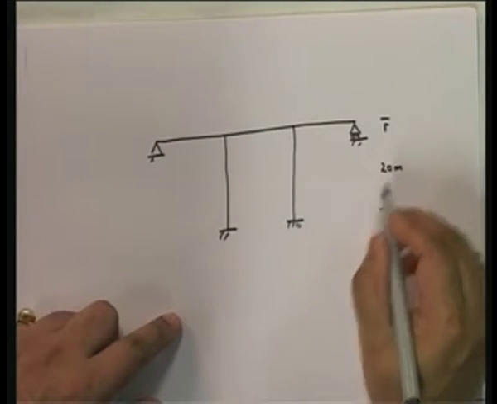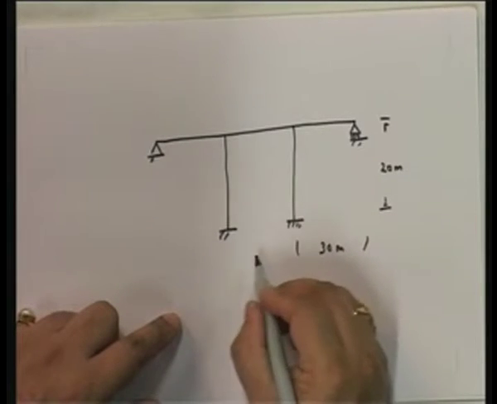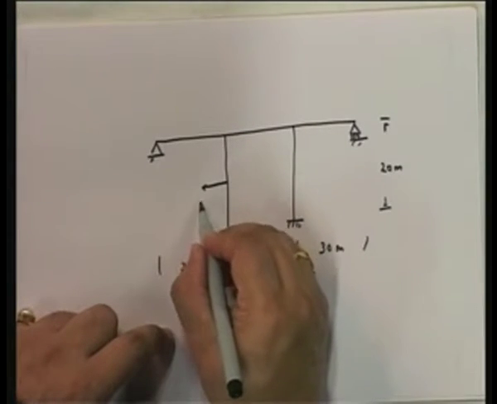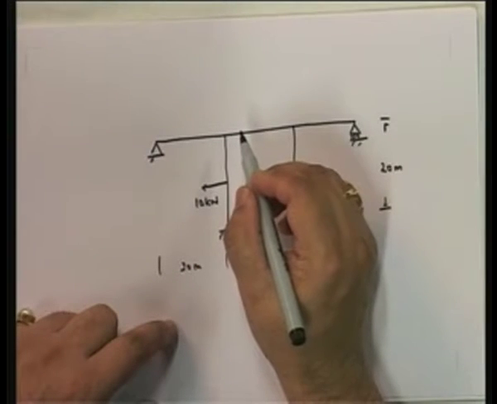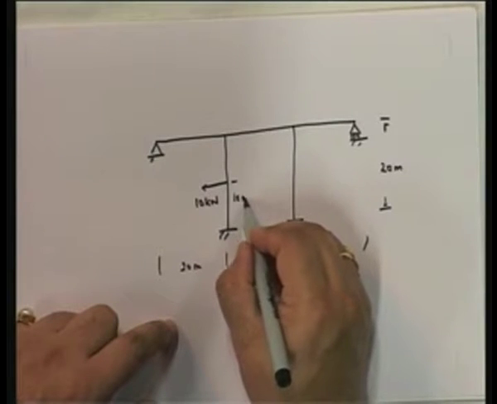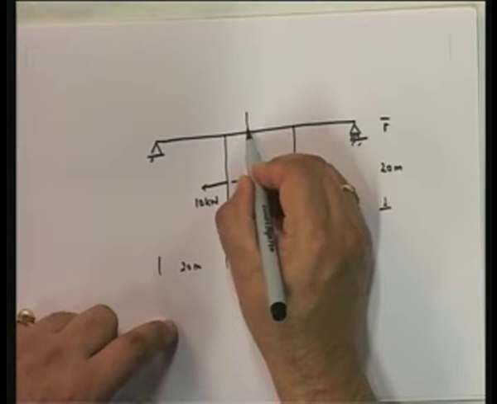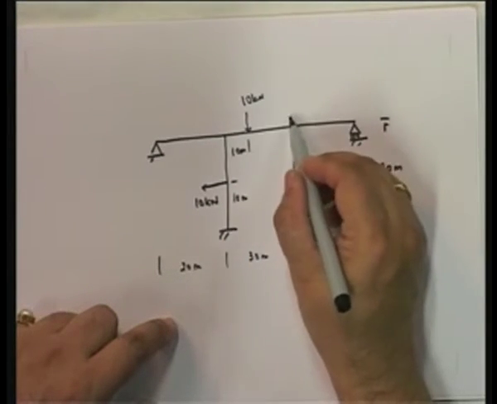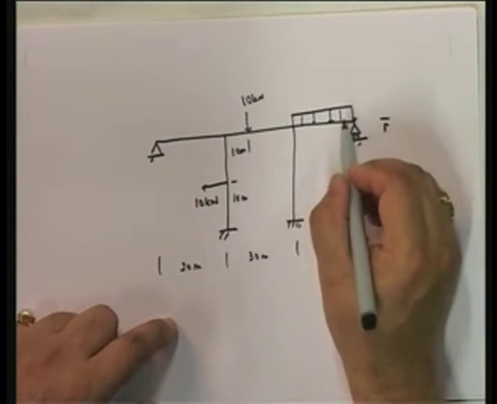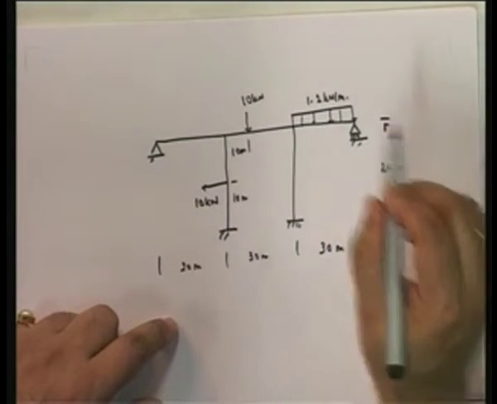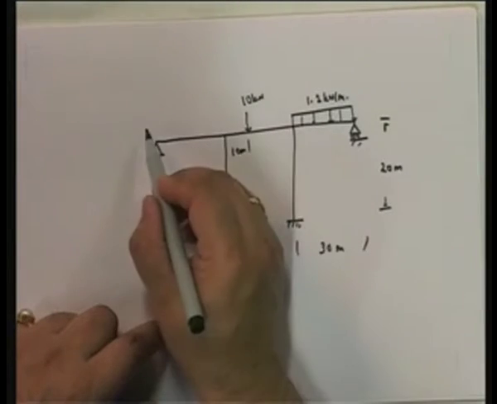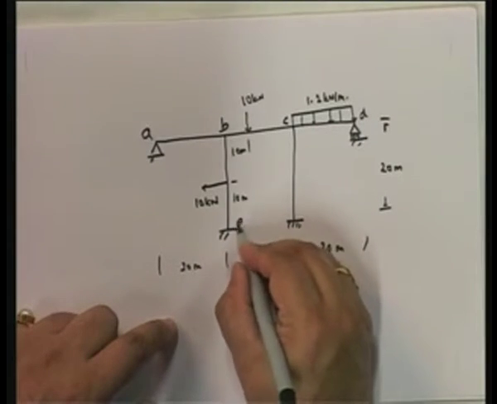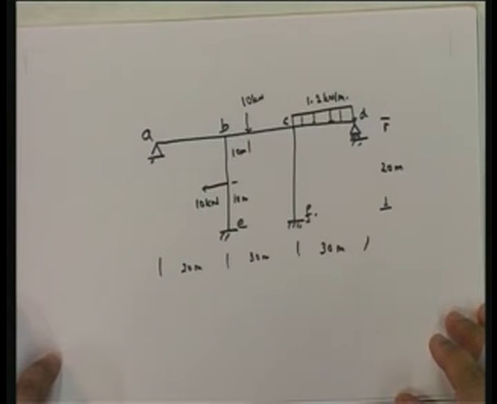Twenty meters, 30 meters. Over here, I have a 10 kilonewton force acting at the center point, so that is 10 meters from the bottom. On this, I have 10 kilonewton acting at 10 meters, and on this, I have a loading of 1.2 kilonewton per meter. Okay, this is A, this is B, this is C, D, E, F. Okay, so this is the problem.